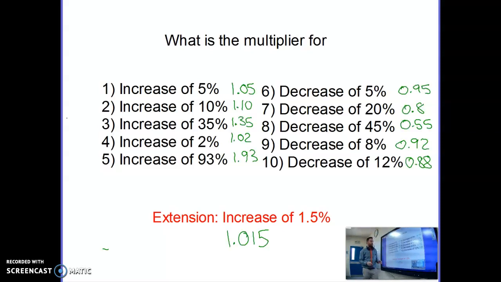Here are your answers for those 10 questions and the extension. So you take 100% and add 5%. That's 105%. The multiplier is 1.05. Same is true for all of these. Increase, decrease, we find 100%, take away 5% is 95%, and that is 0.95 as a decimal. That is finding a multiplier. Hopefully that will make sense.